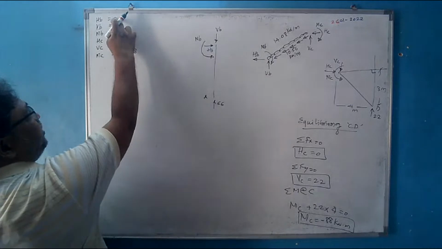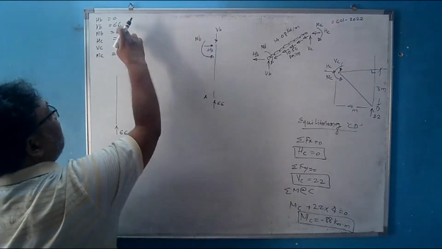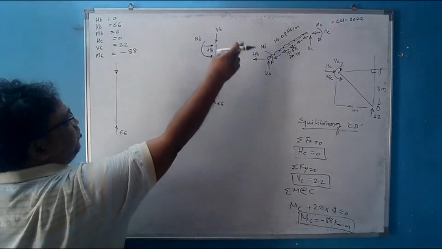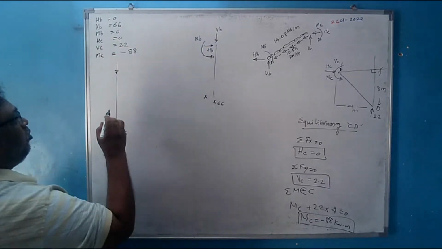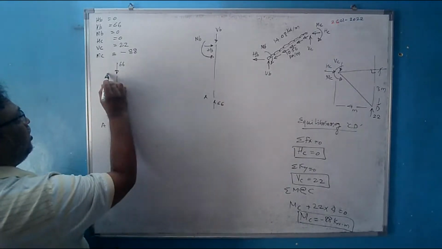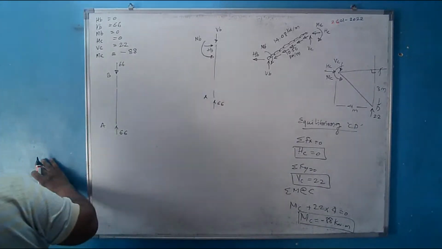What about this HB? It is 0, so I need not sketch. VB I have got positive, so it is acting down. This MB, I had assumed anti-clockwise. MB is 0, so I need not sketch. And this is 66. This is the free body diagram for AB. I have got one free body diagram.